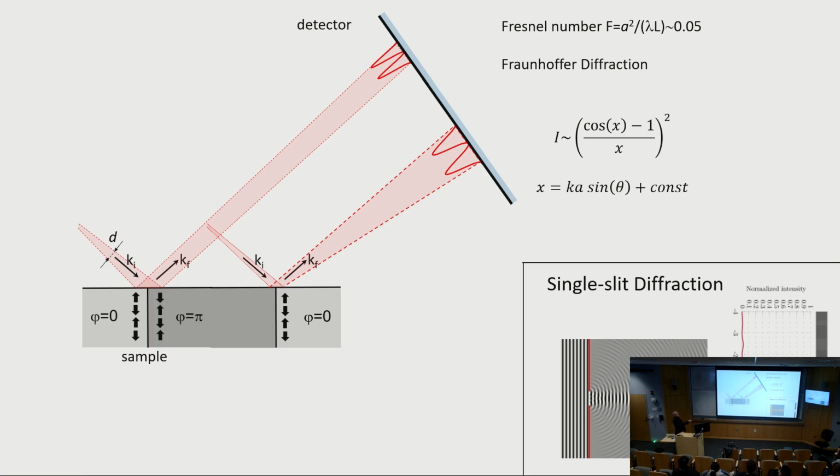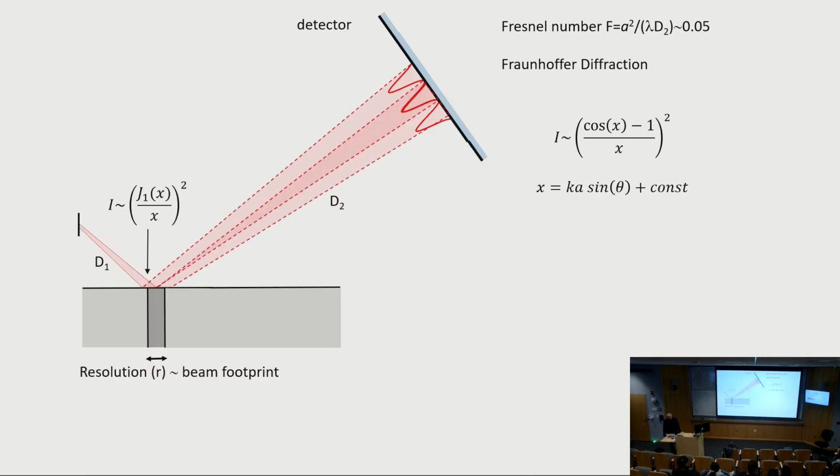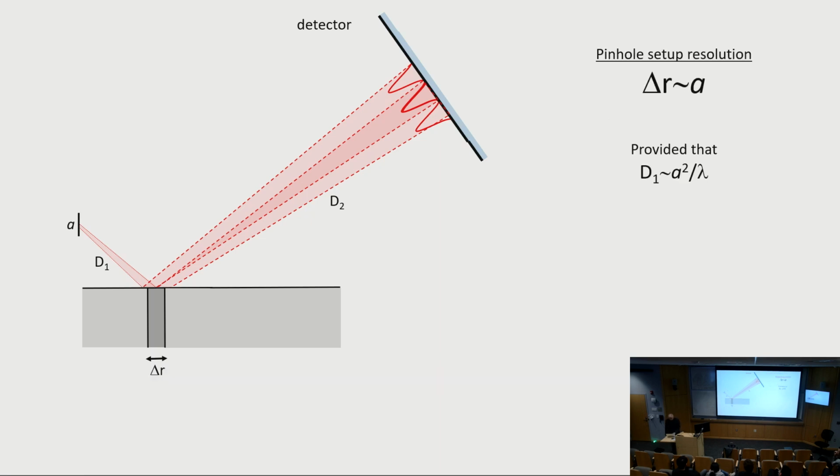Turns out that I can calculate exactly the shape of this diffraction pattern. It's shown here. It's in the far field, Fraunhofer diffraction. This situation would correspond to the maximum spatial resolution. I will not resolve magnetic domains smaller than this. And it turns out that the pinhole setup's spatial resolution, the minimum size of the domain that you can detect, is of the order of the size of the pinhole, but importantly, provided that the pinhole is a certain distance away from the sample. Only then you can get this kind of spatial resolution.